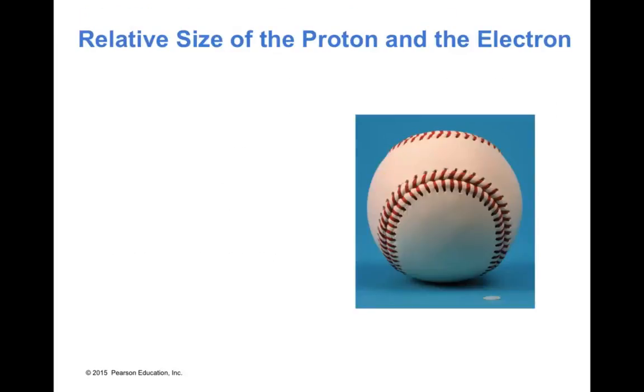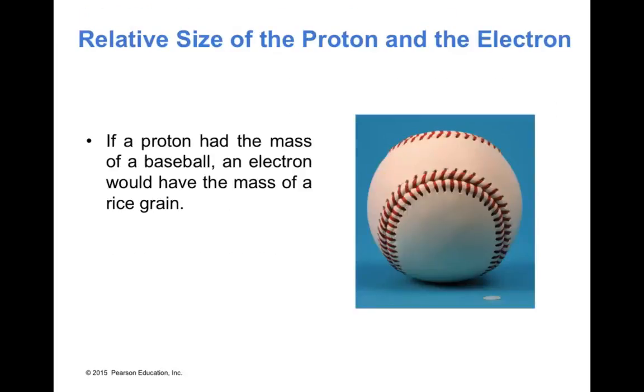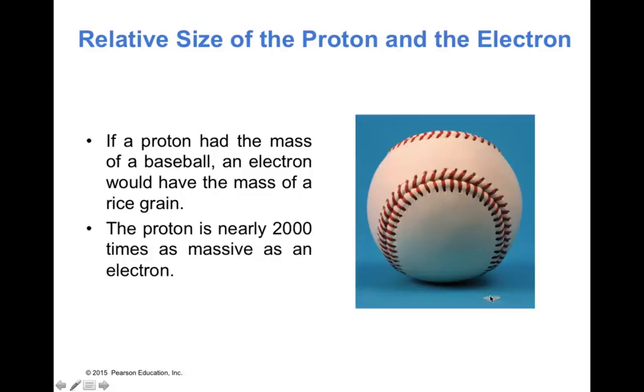The sizes of subatomic particles are different. If a proton had the mass of a baseball, an electron would have the mass of a rice grain. This is basically the mass of the electron. This is a comparison between the mass of the electron and the mass of the proton. So the proton is nearly 2,000 times as massive as the electron.